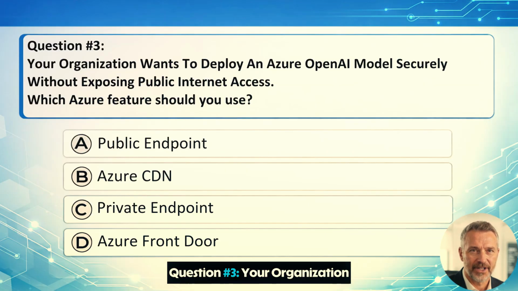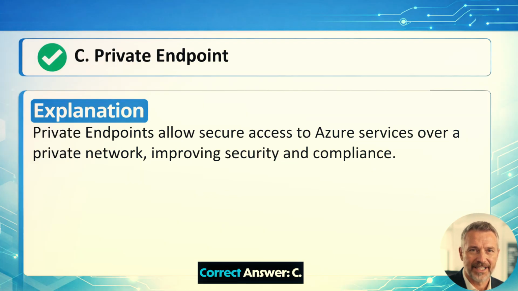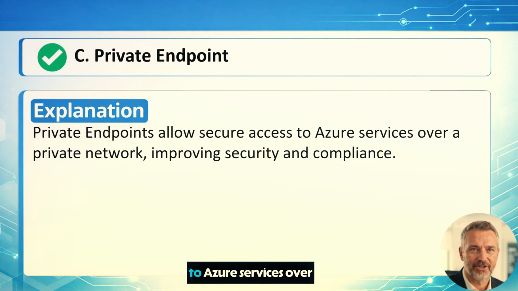Question number 3. Your organization wants to deploy an Azure OpenAI model securely without exposing public internet access. Which Azure feature should you use? A. Public endpoint. B. Azure CDN. C. Private endpoint. D. Azure Front Door. Correct answer, C. Private endpoint. Explanation: Private endpoints allow secure access to Azure services over a private network, improving security and compliance.